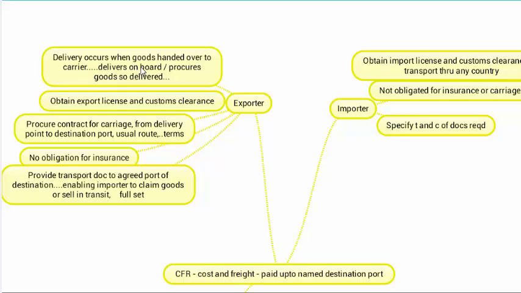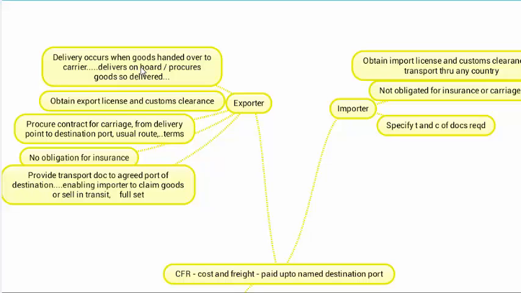There is no obligation for any insurance, and they have to provide a transport document as required by the importer. The terms and conditions will be specified by the importer. Such a transport document should enable the importer to claim goods. It should enable them to transfer the title to goods, either by giving a notification to the shipping company or by just handing over the documents. So the transport document should be transferable or negotiable by endorsement and delivery, so that he can sell the goods in transit. And if it is issued in multiple originals, the full set should be submitted.